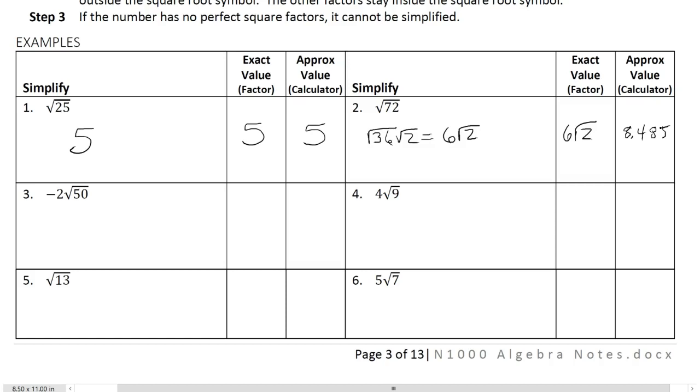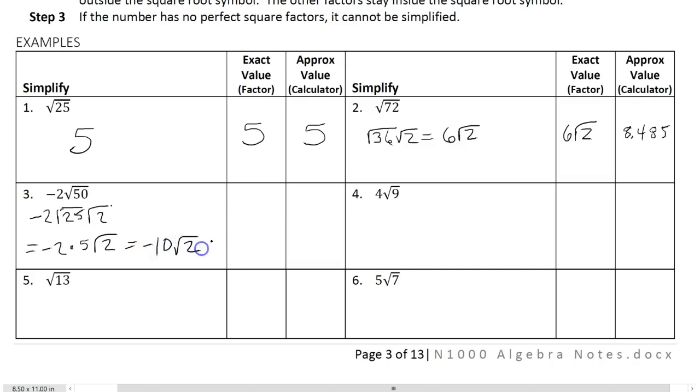In this example, there's already a number on the outside. Leave the -2 on the outside. Factor square root of 50 into the square root of 25 times the square root of 2. The square root of 25 can be simplified to be 5. So we get -2 times 5 on the outside times the square root of 2. The final answer then is -10 times the square root of 2.